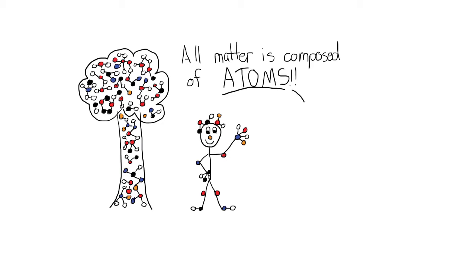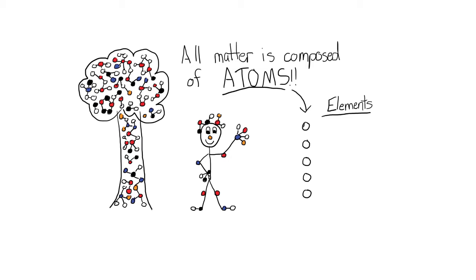Now atoms come in a bunch of different flavors, and we call these flavors elements. As of the time of this recording, there are 118 elements on the periodic table. So I'm going to ask you to memorize all 118 of those elements. Just kidding. This is not a chemistry class. This is a biology class.